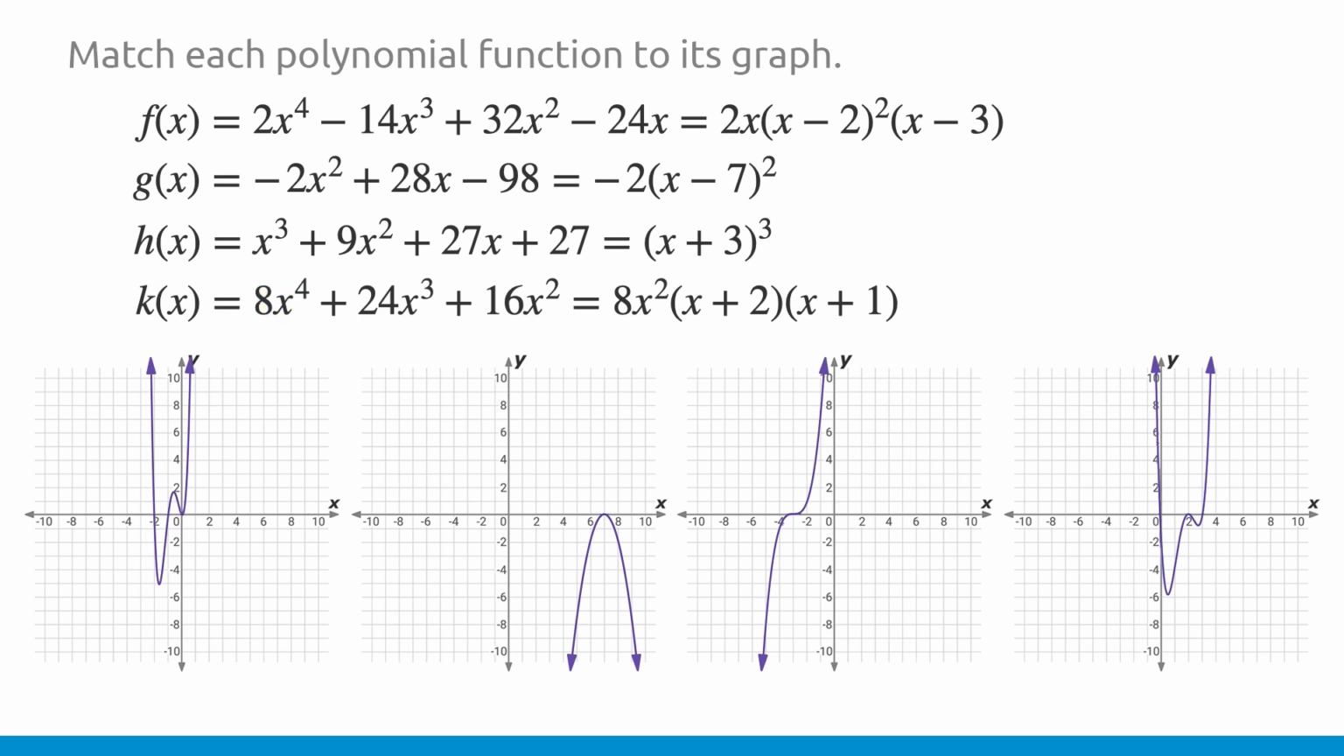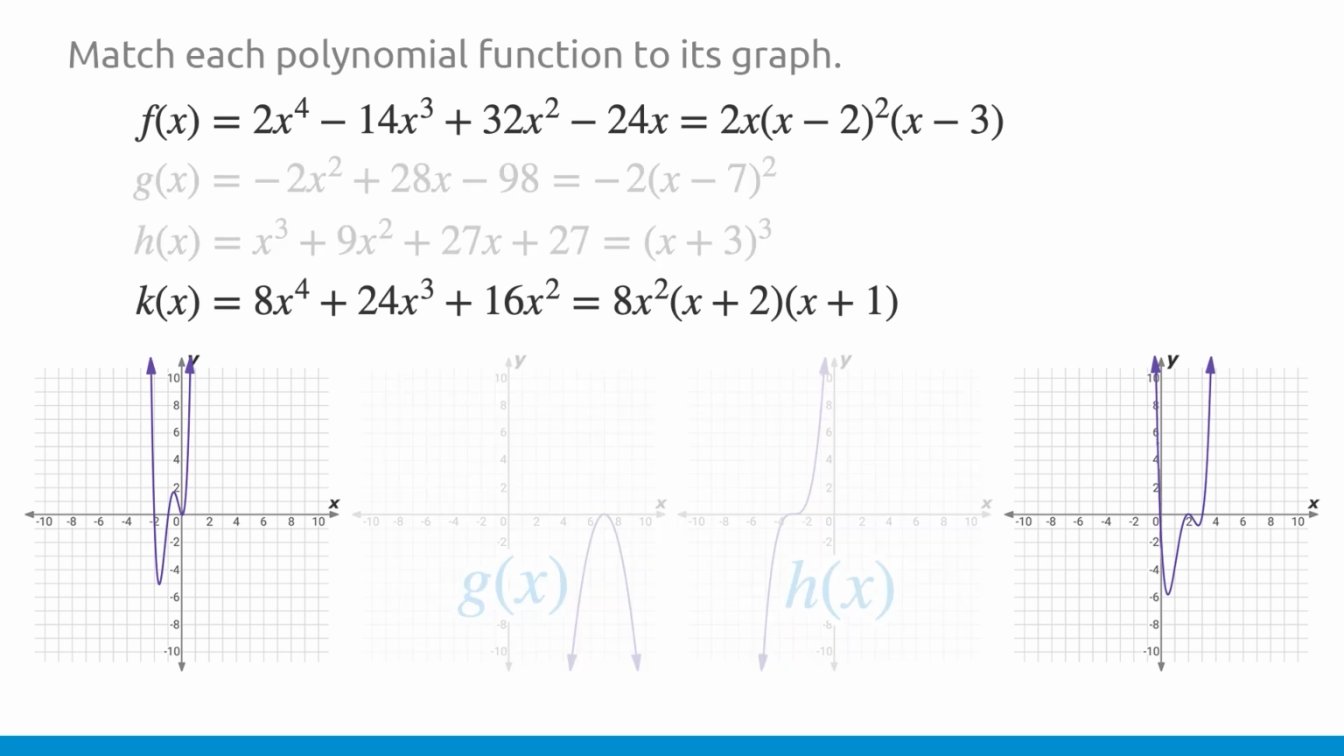Only one function is quadratic, so we can try to match that one right away. The second graph could either be quadratic or quartic, but it's the only graph that can be quadratic, so this must be the graph of g of x. Only one function is cubic, so let's do that next. The third graph is the only graph with the shape of a cubic function, so this must be the graph of h of x. The last two functions are quartic, and they both have a positive leading coefficient. So once again, the leading coefficients won't help us since both functions open up.